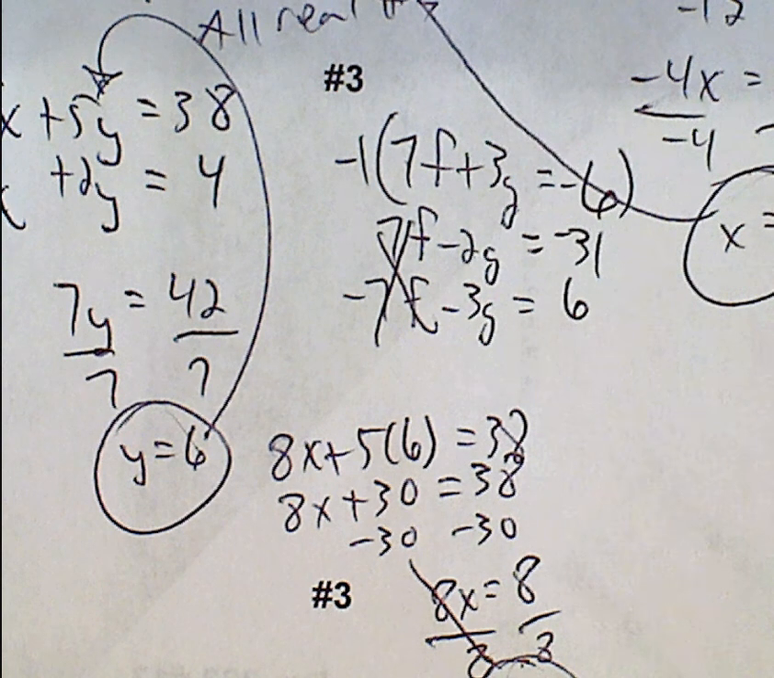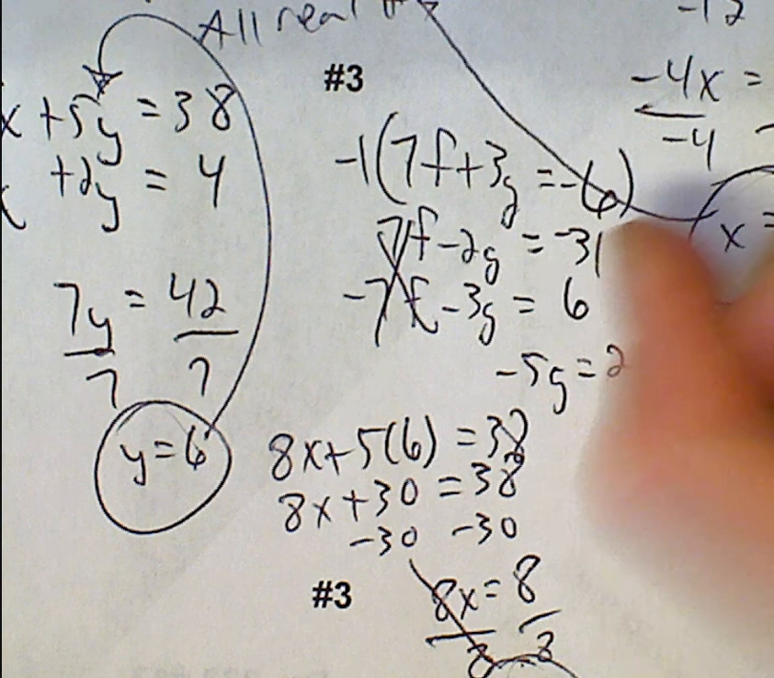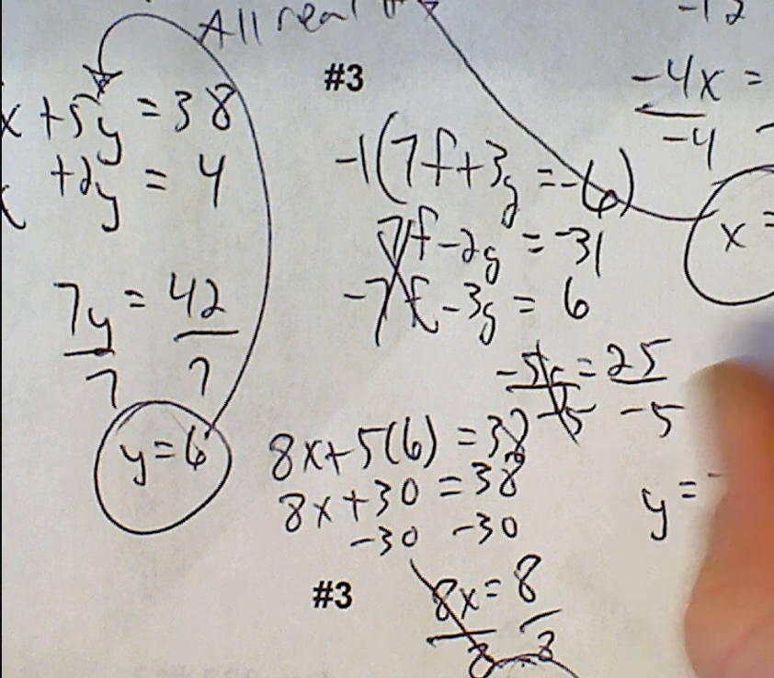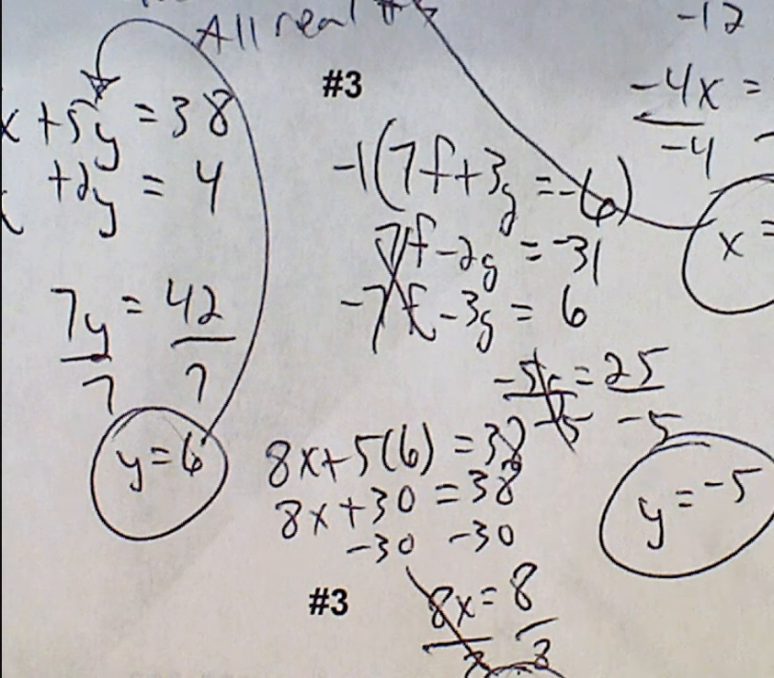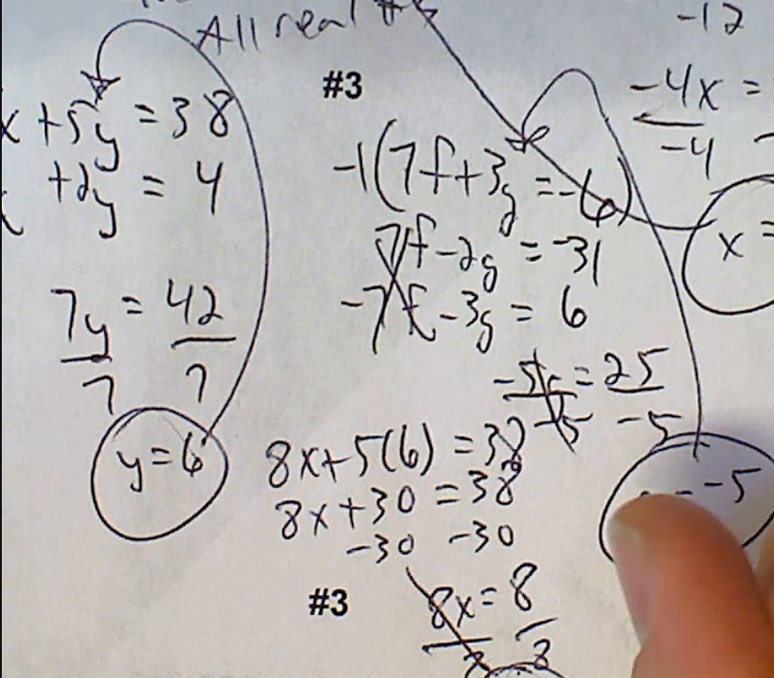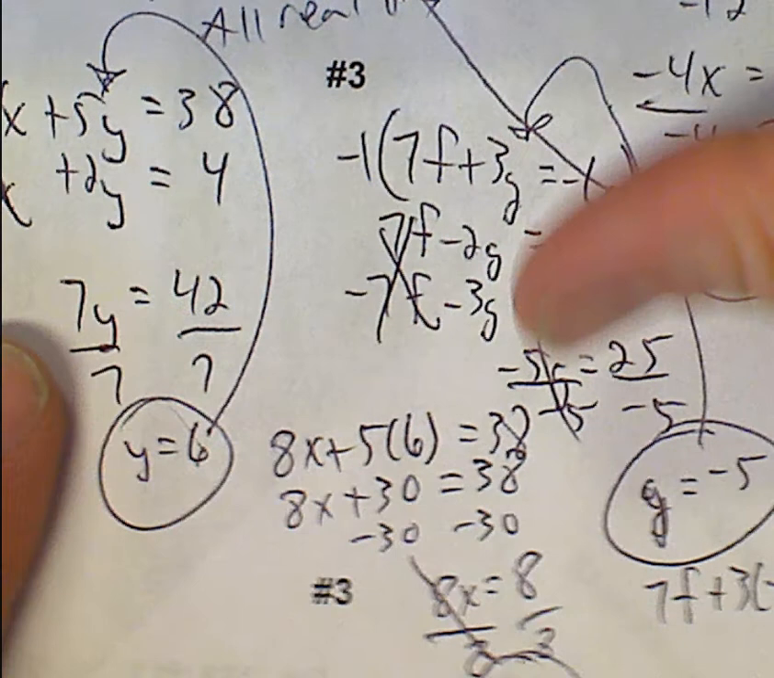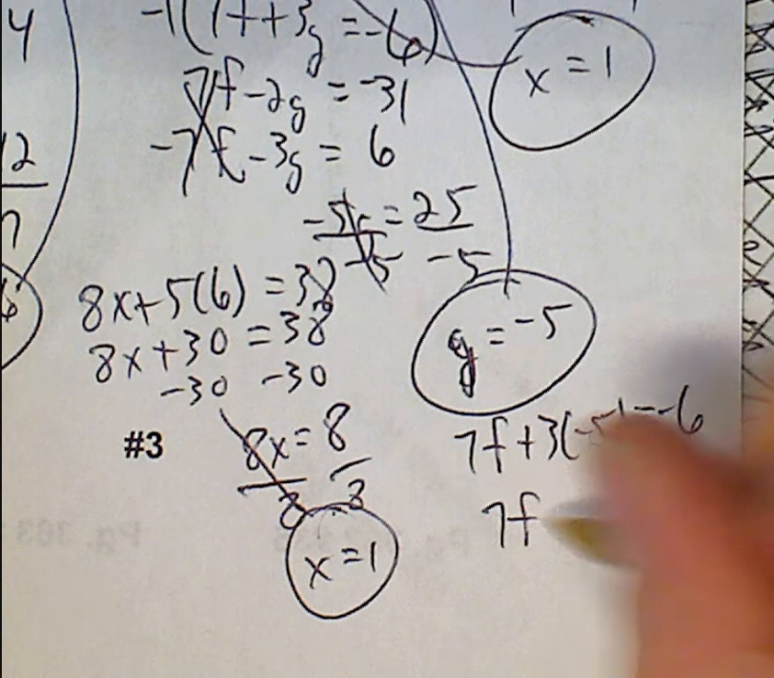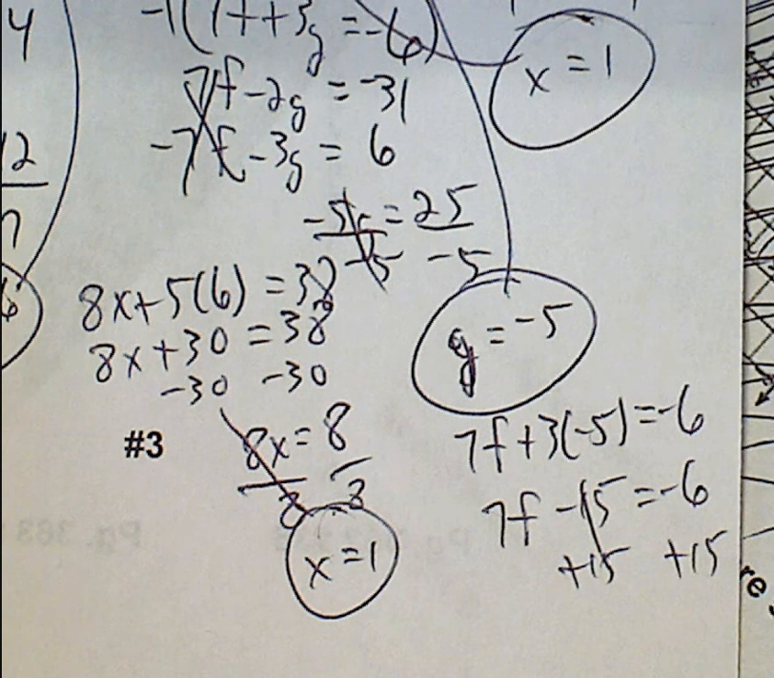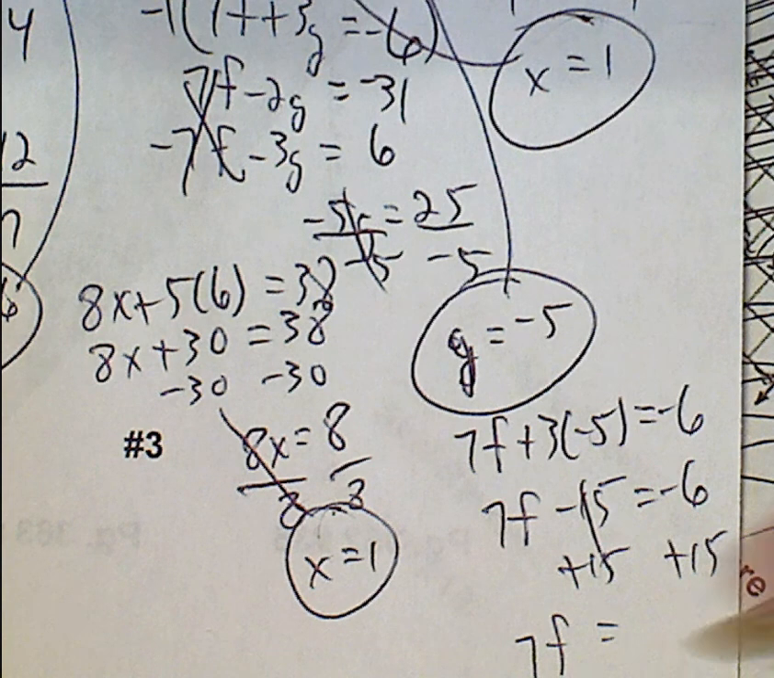Those eliminate. Negative 2, negative 3 becomes negative 5g. Negative 31 plus 6 is positive 25. Divide by negative 5. G equals negative 5, sorry. I plug back in for g. 7f plus 3 times negative 5 equals negative 6. 7f minus 15 equals negative 6. Add 15, add 15. 7f equals 9.